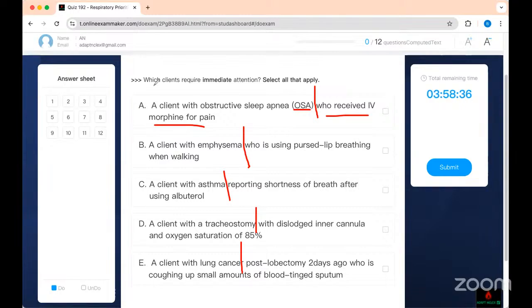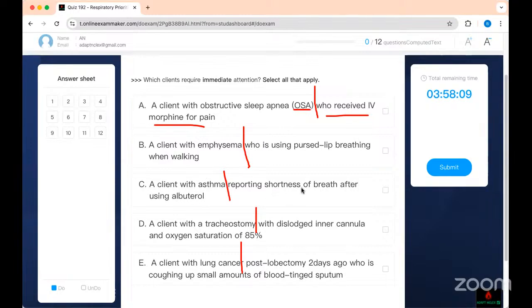But you have to bring your content. What is it about OSA that makes IV morphine a concern? Why would this be so important? Why do I want you to know? You have to be careful. They can trap you with this information. A client with emphysema who is using pursed-lip breathing when walking. What do you think? Put everything together, bring your content together.